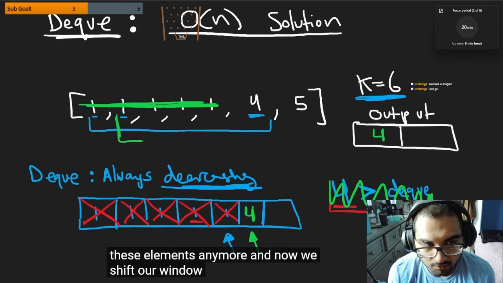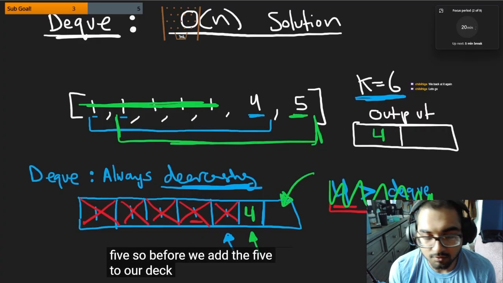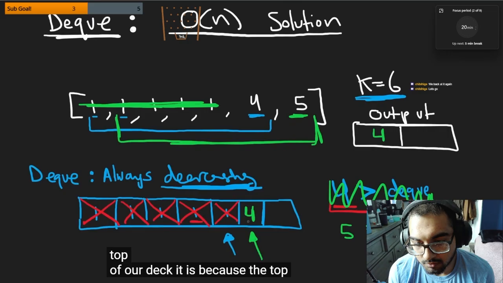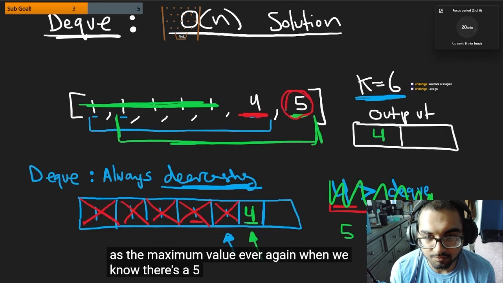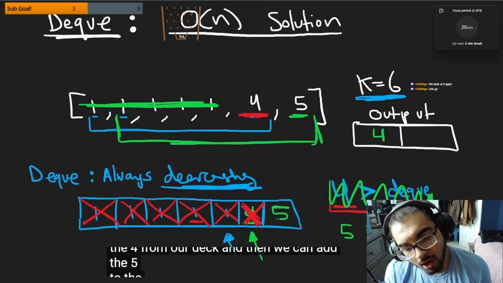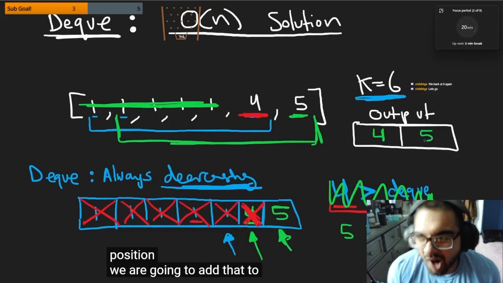Now we shift our window by 1 position, so we're introducing a new element, 5. Before we add the 5 to our deck, what do we have to do? We have to check, is 5 greater than the value at the top of our deck? It is, because the top value is a 4. So why would we ever consider the 4 as the maximum value ever again when we know there's a 5 right next to it? The answer is we don't have to, so we remove the 4 from our deck. Then we can add the 5, and we know that there's only one value in our deck, and it's also the leftmost position. We add that to our output, and now we're done.